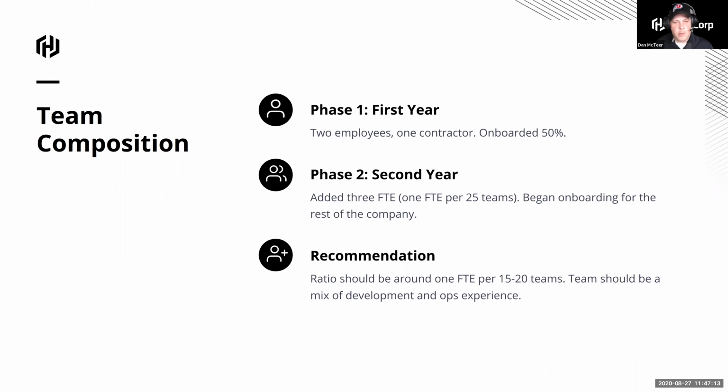That's when we started expanding out to the rest of the use cases in digital marketing and all the Creative Cloud folks. And that's where the support burden kind of exploded, I guess. There were a lot of people wanting to onboard all at one time, and so we really needed to help accommodate that. My recommendation is one full-time employee for every about 15 to 20 teams that you have to support.